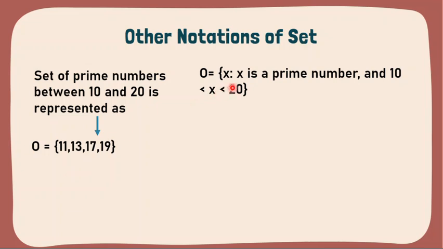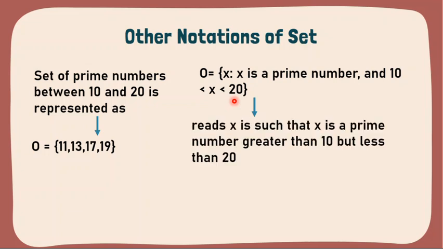However, this same information can be represented in another way, where instead of writing the elements explicitly, we rather define them. So here we have O is equal to our curly bracket, and in between it you have x colon, x is a prime number, and 10 less than x less than 20. What does this mean? You are probably asking. This statement literally reads x is such that x is a prime number greater than 10 but less than 20. So x colon, the colon literally reads such that. So x is such that x is a prime number and x is greater than 10 and then less than 20. And that information is the same as what we find here.